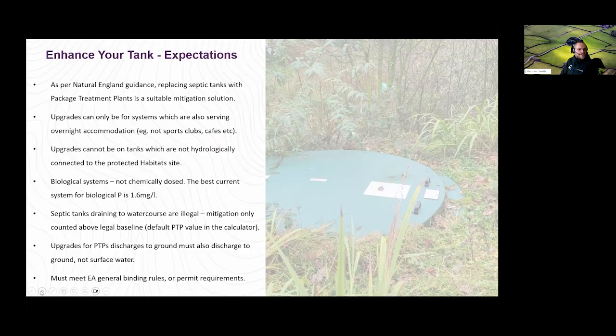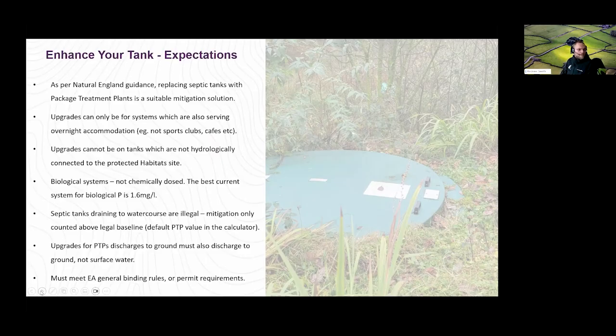Septic tanks that drain to a watercourse are illegal. So if you've got something that is illegal, we are not able to count as mitigation works that will get you up to a legal standard. The scheme can only capture the benefit of phosphate savings between the lawful level and any improvement on top of that.